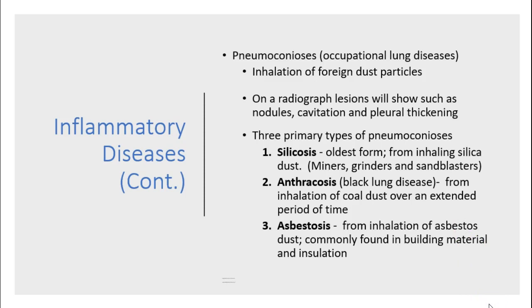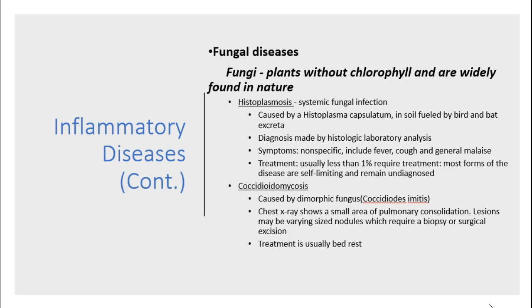Pneumoconiosis is occupational lung disease. Inhalation of foreign dust particles, and radiographic lesions will show such as nodules, cavitations, and pleural thickening. There are three primary types: silicosis, anthracosis, and asbestosis. Silicosis is the oldest form, from inhaling silica dust, so miners, grinders, sandblasters. Anthracosis is black lung disease from inhaling coal dust over an extended period of time, and asbestosis is from inhaling asbestos dust.